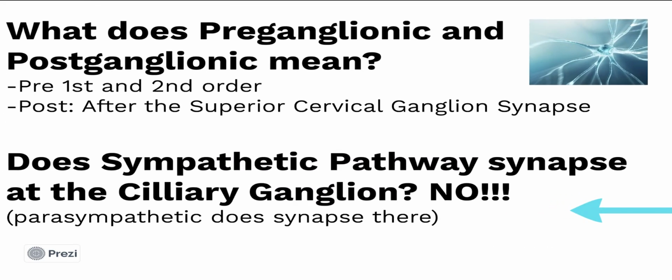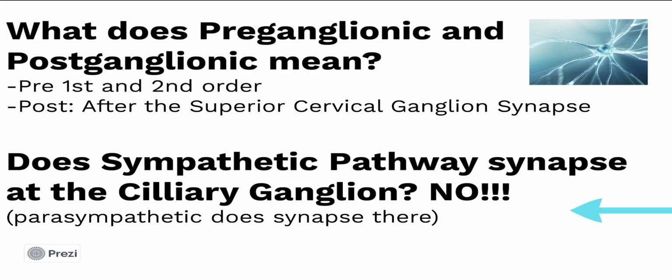Okay, now we know the pathway, and so I just want to dive into some terms. What does preganglionic and postganglionic mean? Anything prior to the superior cervical ganglion synapse is called preganglionic. So that would be first and second order. Postganglionic means that it's hit that last ganglion, synapsed, and it's the third order.